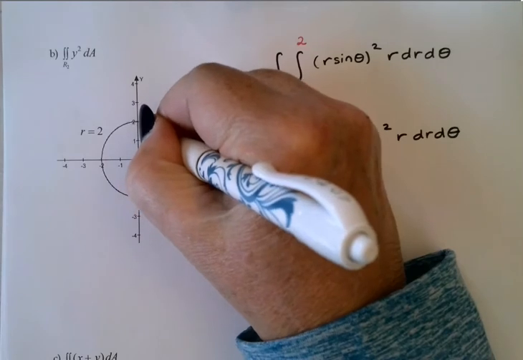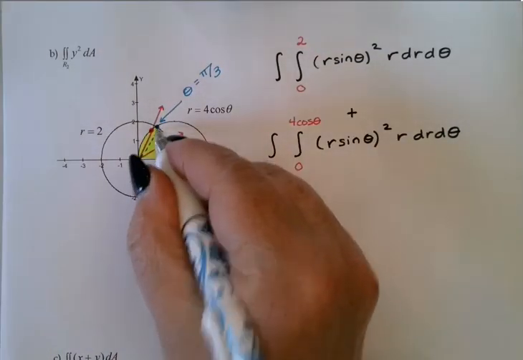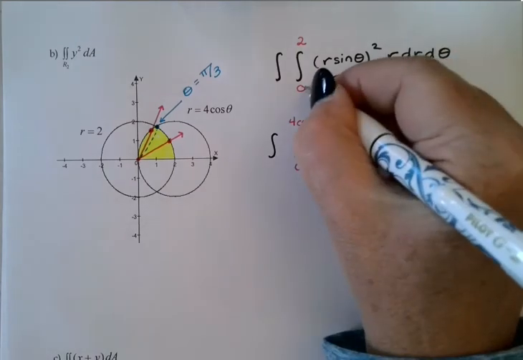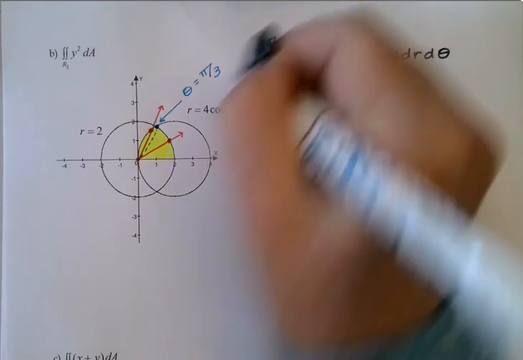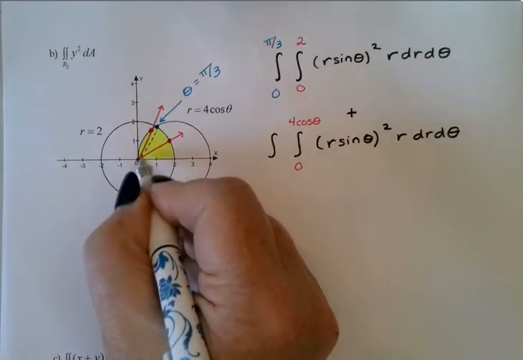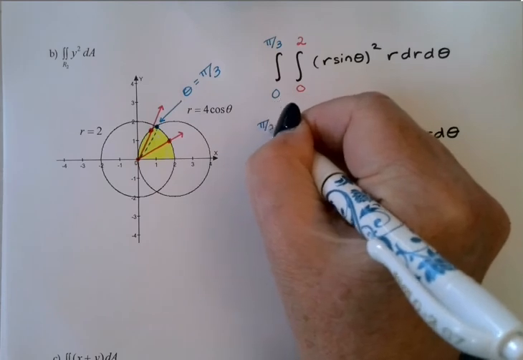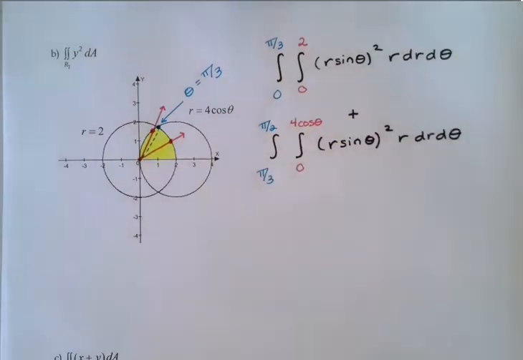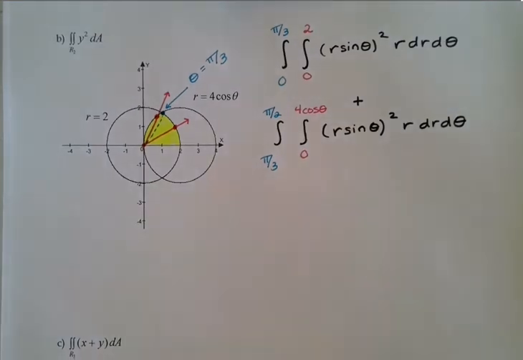So from 0 to pi thirds, I'm going out through the 2. And then for the rest of the quadrant, from pi thirds to pi halves, I'm exiting through the 4 cos theta. All right, there's 2 integrals that we have to calculate, so I'm going to have to probably write a little bit smaller, but let's get started.